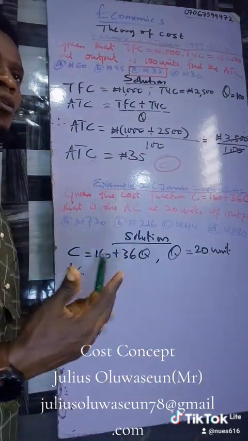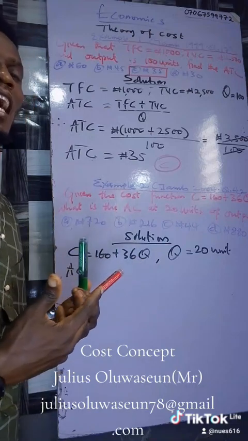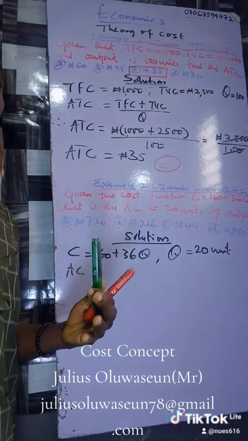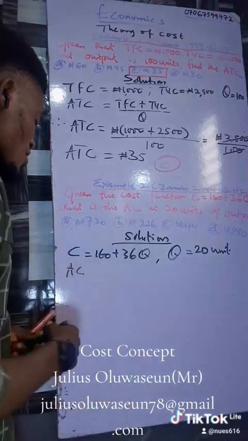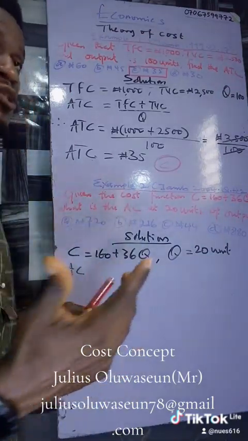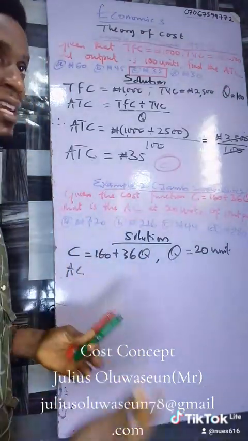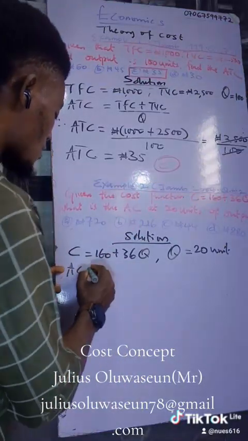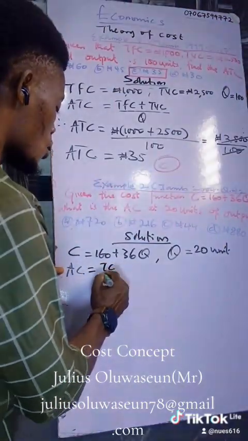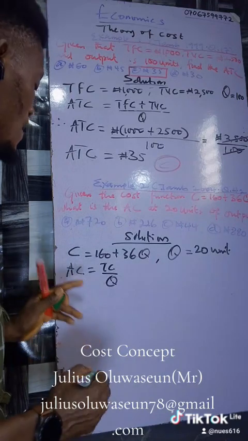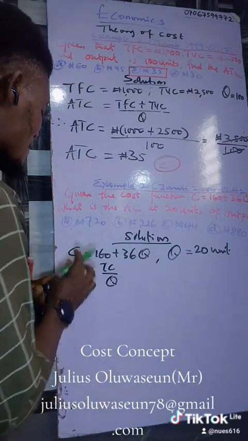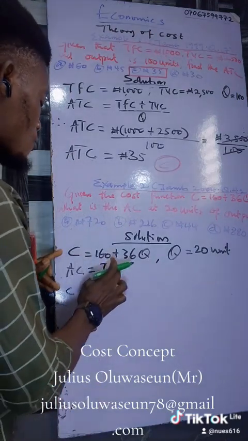Our average cost is still the same thing as unit cost. You may be asked what average cost is. Average cost is defined as the ratio of total cost to output. That is our average cost, and we normally express our average cost as unit cost as well. So average cost is a function of total cost all over Q. This is the formula for our average cost. This C represents our total cost.